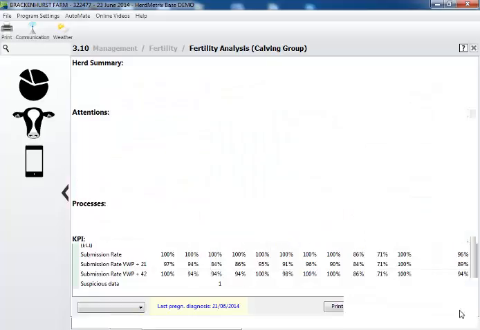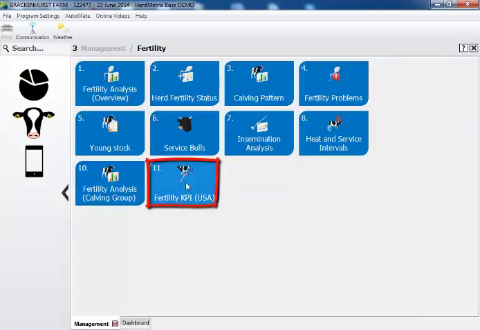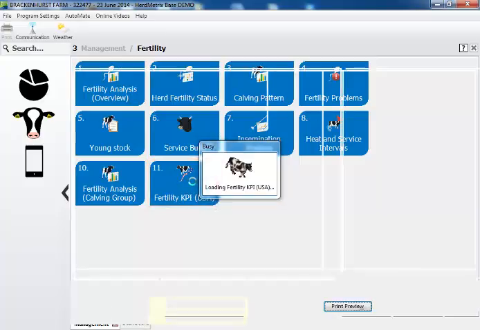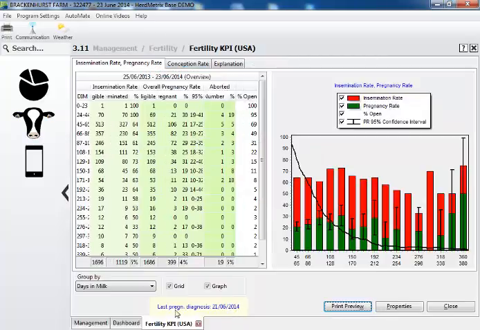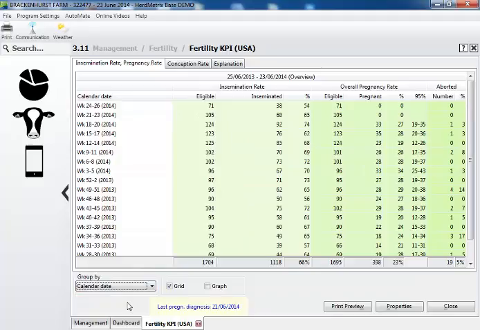So what we've looked at so far are the standard European fertility performance indicators, but we also have the US KPIs. So if we select this module, what we'll do first is we'll just have a look at the grid. And here I can see if I put it to calendar date, I can look in 3-week periods.